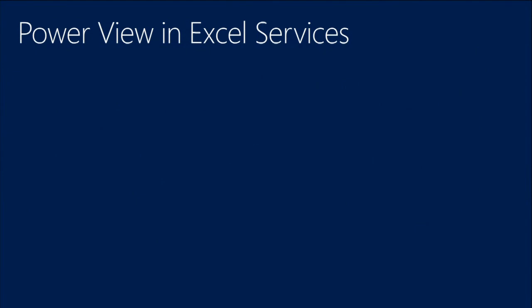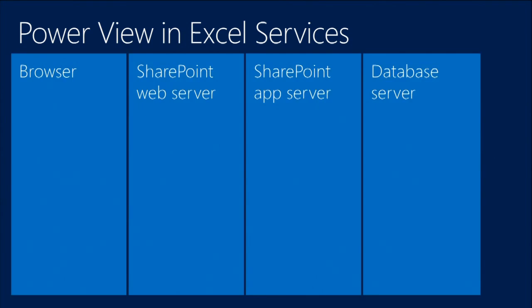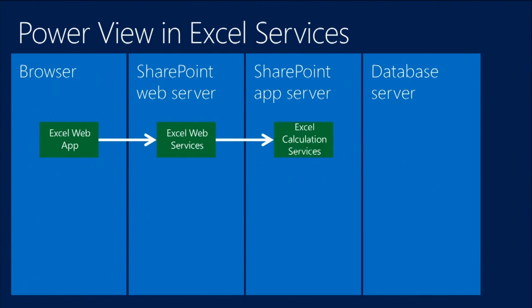So this is what's new since the last time we did this session. Power View and Excel services. A lot of people have questions about how this works and how all the different products come together. You have the same 4 tiers. Let's say you open up a workbook, an Excel workbook in SharePoint. You just click on it. It opens up in, that actually should say Excel Web Access, but it opens up in Excel Web Access. That connects to some web services in Excel on the front-end web server.